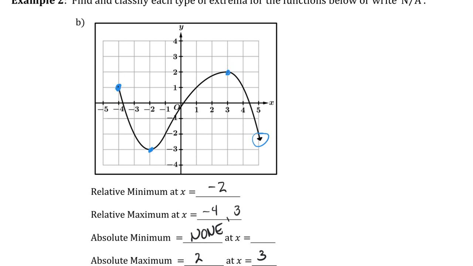Absolute max, absolute min, we got to look at the whole graph. Well, the whole graph goes down to negative infinity, so we do not have an absolute minimum. And the absolute maximum, the whole graph, this piece is higher than this piece, so our maximum value is 2, and it happened at 3.